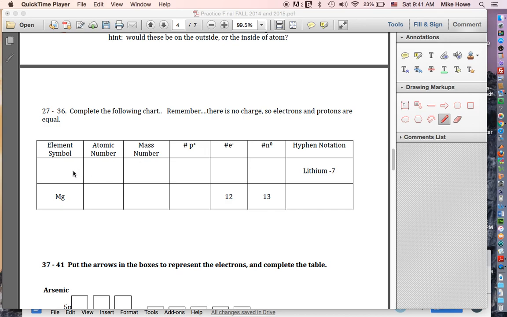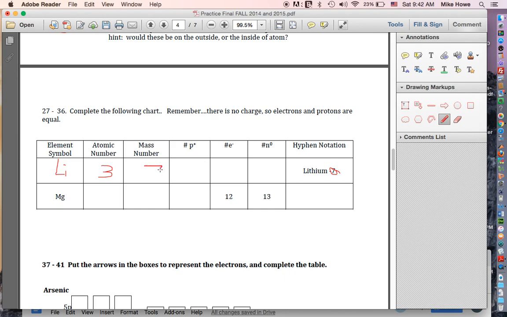Continuing on, we know that this element is lithium, so your element symbol is going to be Li. And we know the atomic number for lithium is 3. You have to look at your periodic table for that. The mass number is given right here. So you might remember that that number is the mass number. It's going to be 7.